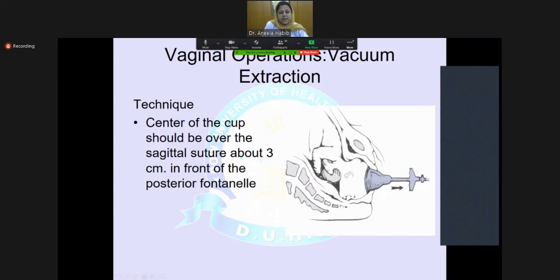The center of the cup is over the sagittal suture, 3 centimeters in front of the posterior fontanelle. You have applied the cup here, and with this attachment of the tube, you are giving pressure with the suction machine, which creates a vacuum and suction, with which you can create a certain pressure to pull the baby down.